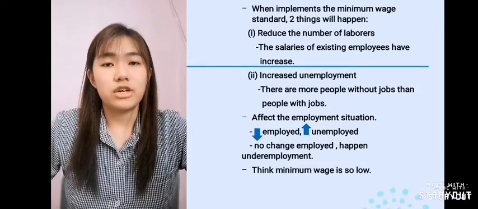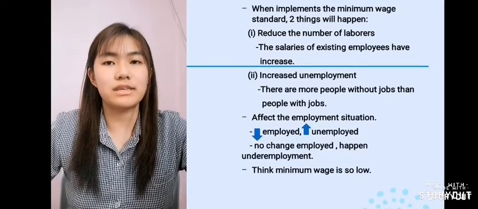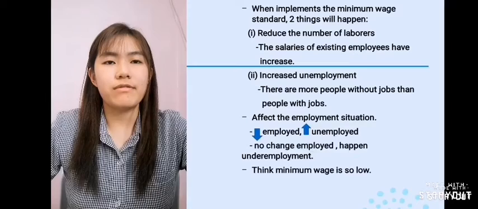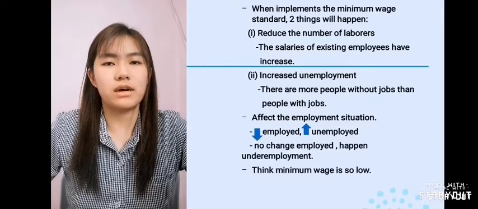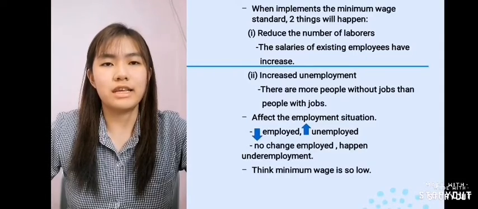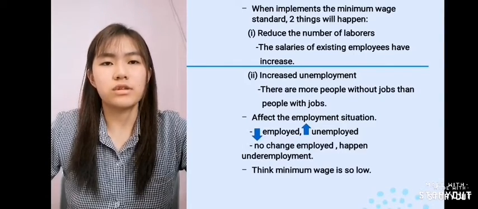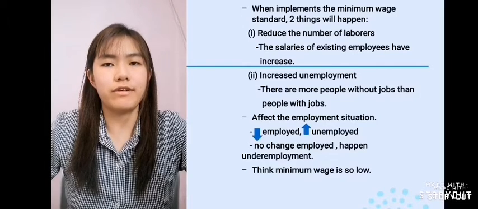The implementation of the minimum wage may also affect the employment situation. Suppose everyone has to work 14 hours a week, but because there are too many people employed, we must reduce the number of workers, which will lead to an increase in the number of unemployed people. There is also a possibility that everyone will get a job, but everyone's working hours will be reduced.